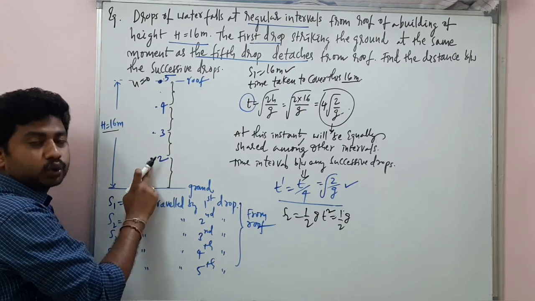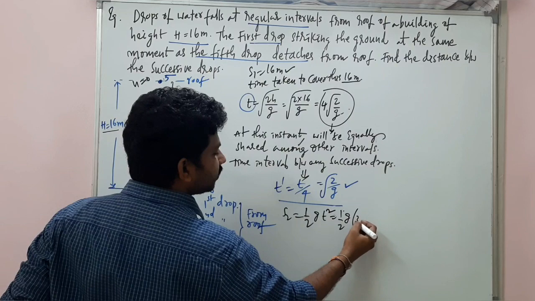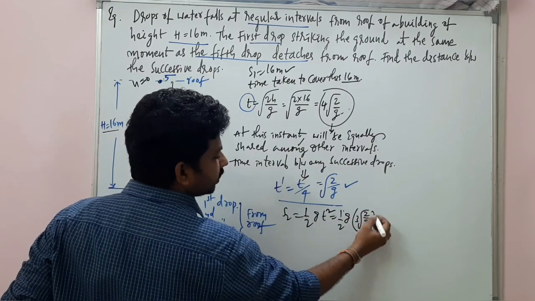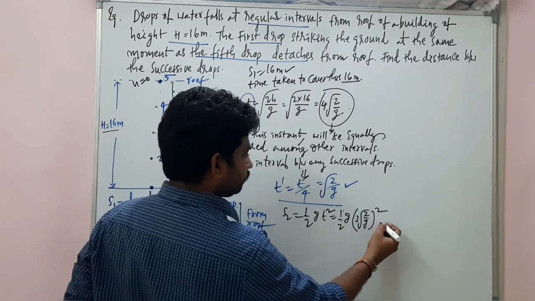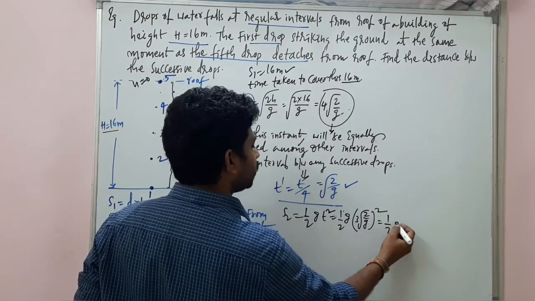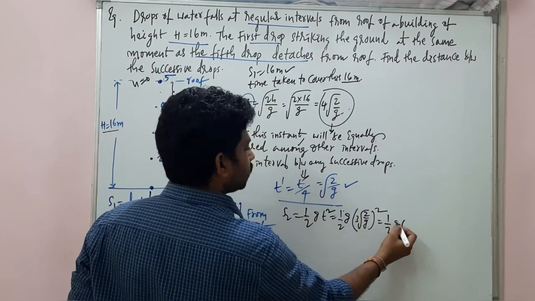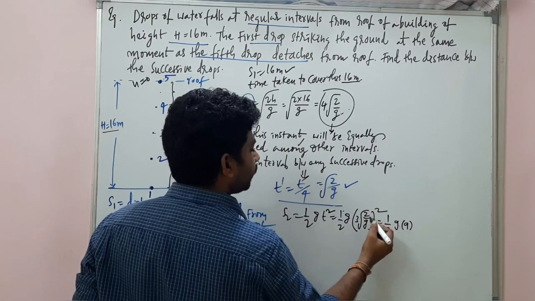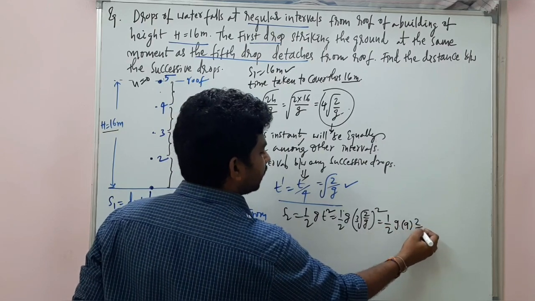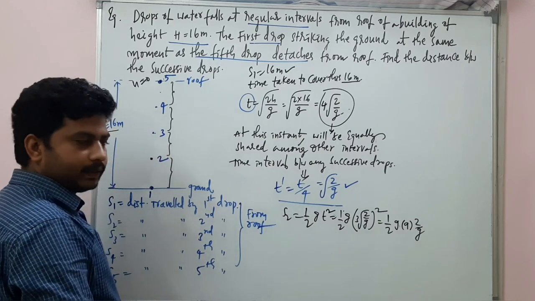It's 3 root 2 by g. So the t value is what? 3 root 2 by g, whole square. Okay, so now what I can say is half into g into 3 square. It's 9 into 2 by g, because root 2 by g whole square is 2 by g.